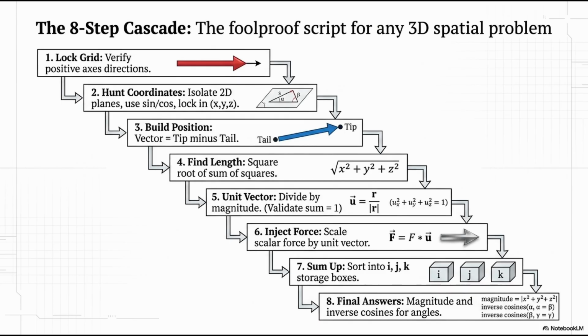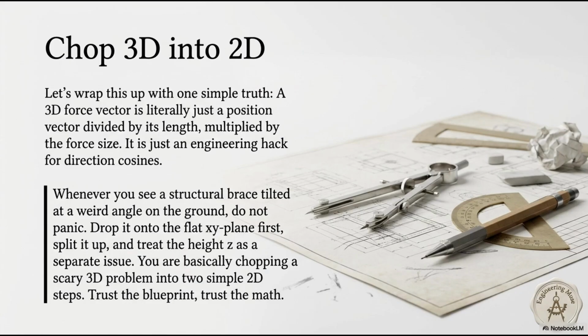Calculate the magnitude, solve for the direction cosines, and use inverse cosine to get your angles. Double check that your squared cosines sum up to 1, and you're done. Let's wrap this up with one simple truth. A 3D force vector is just a position vector divided by its length and multiplied by the force size. That is it. It's literally just an engineering hack for direction cosines.